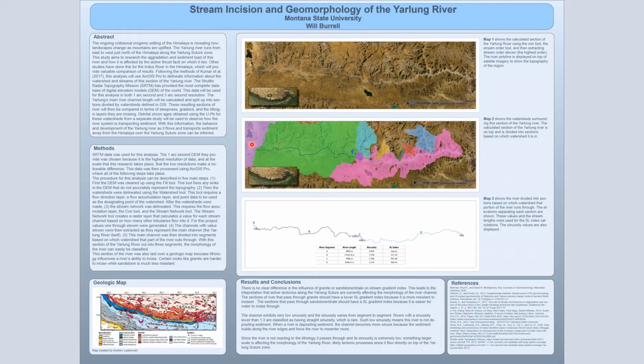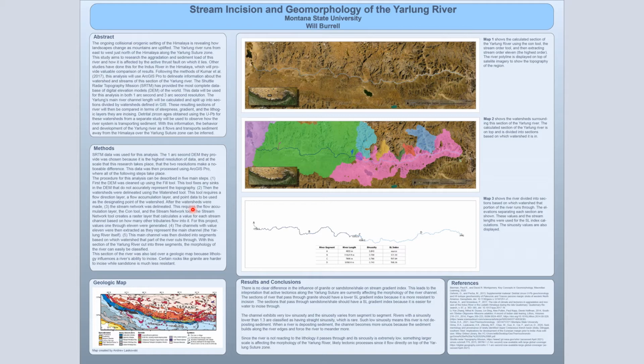First thing I did with that is I created these watersheds you're looking at right here. You can see them, they run right along the section of the Yarlung Suture Zone that I decided to do this research on. Next thing I did is I created a stream network using the stream network tool on ArcGIS Pro and a couple others, but that's the main cool one. Basically what that does is it uses the Strahler method from geomorphology to define a stream network.